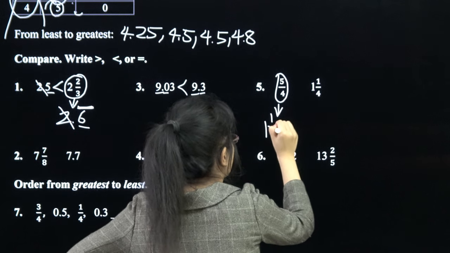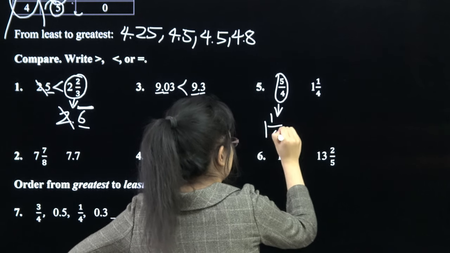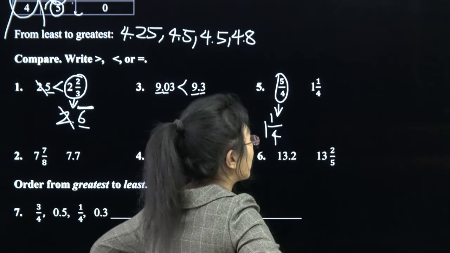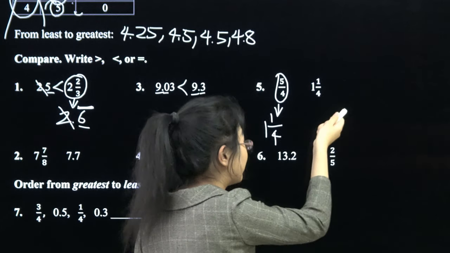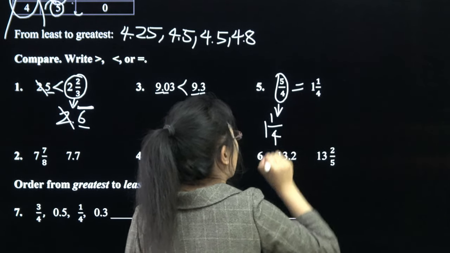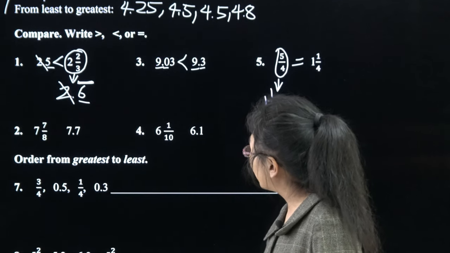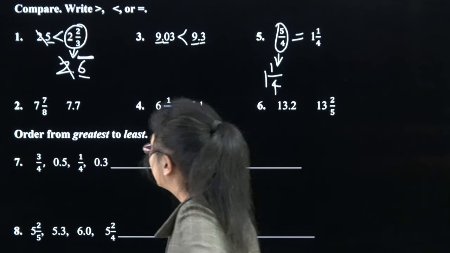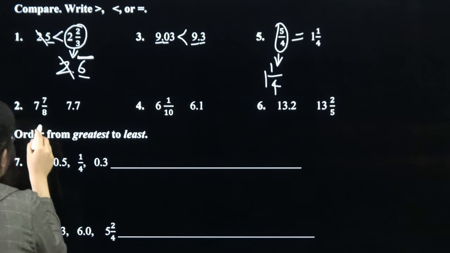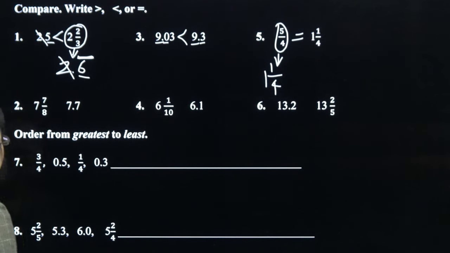So 5 over 4 is equal to 1 and 1 fourth, which is equal to 1 and 1 fourth. So these two are equal. Then we move on to the ones over here. 7 and 7 eighths, and 7.7.